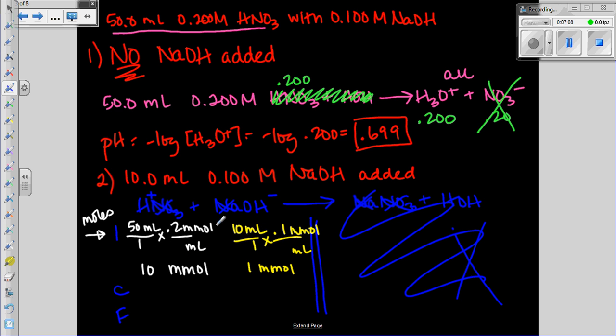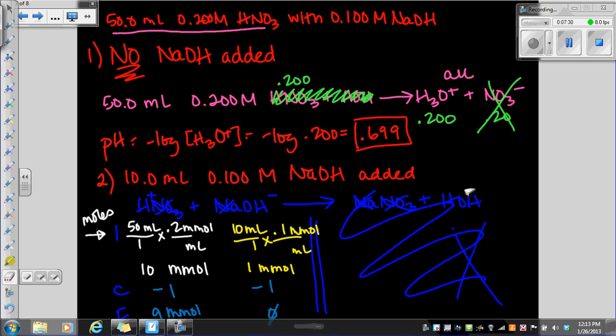Okay, so now this ought to look like limiting reactants, and you'll be able to tell that hydroxide is limiting. So it will go down by 1. H plus will go down by 1. So I will have no hydroxide left, and we will have 9 millimoles of H plus left.